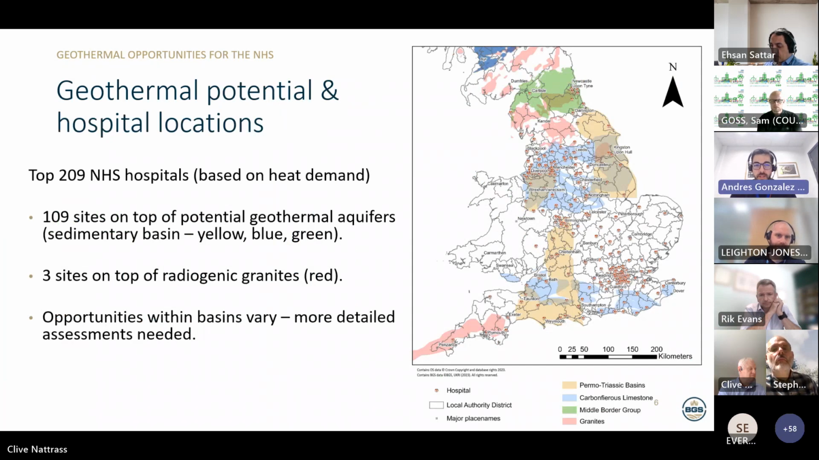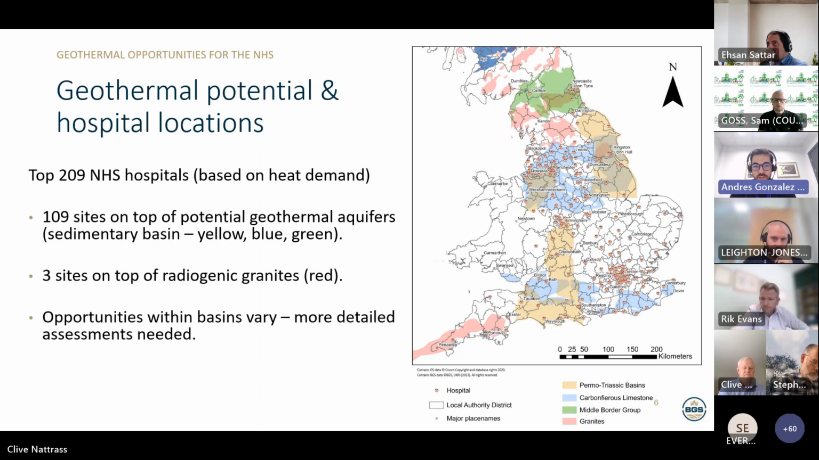So we have done a preliminary analysis with the information we have of the deep basins, so these hot sedimentary aquifers, of the top 209 NHS hospitals, and based on heat demand. So from this analysis, we have come up with 109 sites on top of potential geothermal aquifers. And we are talking here only of deep geothermal, because shallow geothermal, as I said, using heat pumps could be achievable in different hospitals. So in the figure at the right, you have 4 different colors.